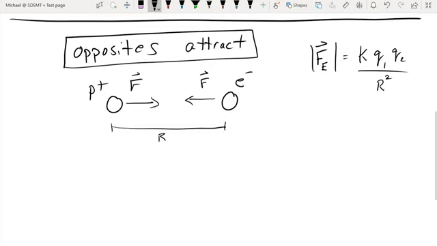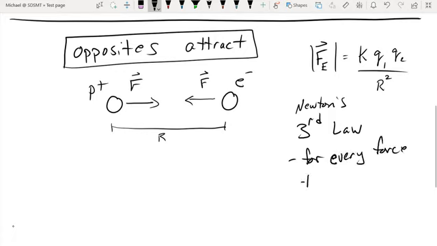Now, the fact that we have two forces here is actually a result of a Physics 1 discussion. If we remember Newton's third law, which said that for every force there is an equal and opposite counterforce.